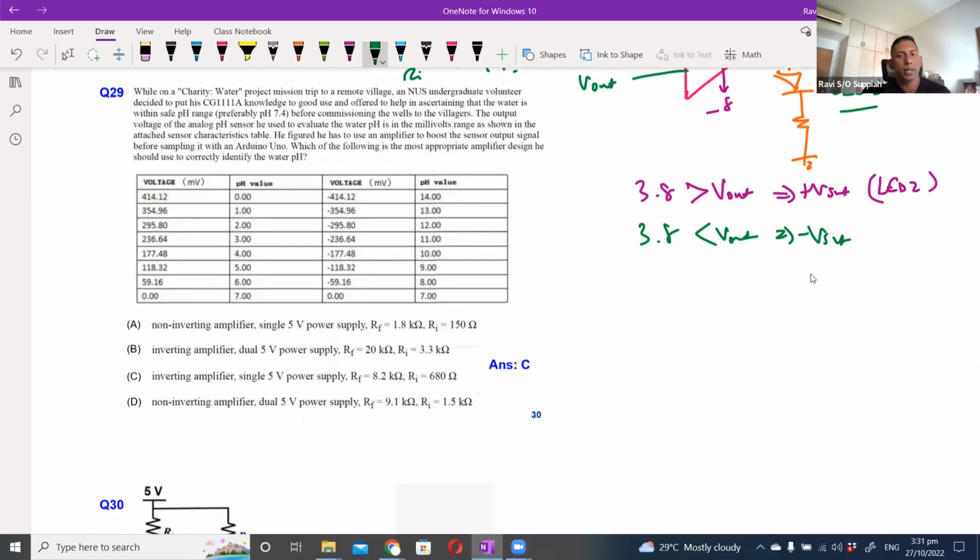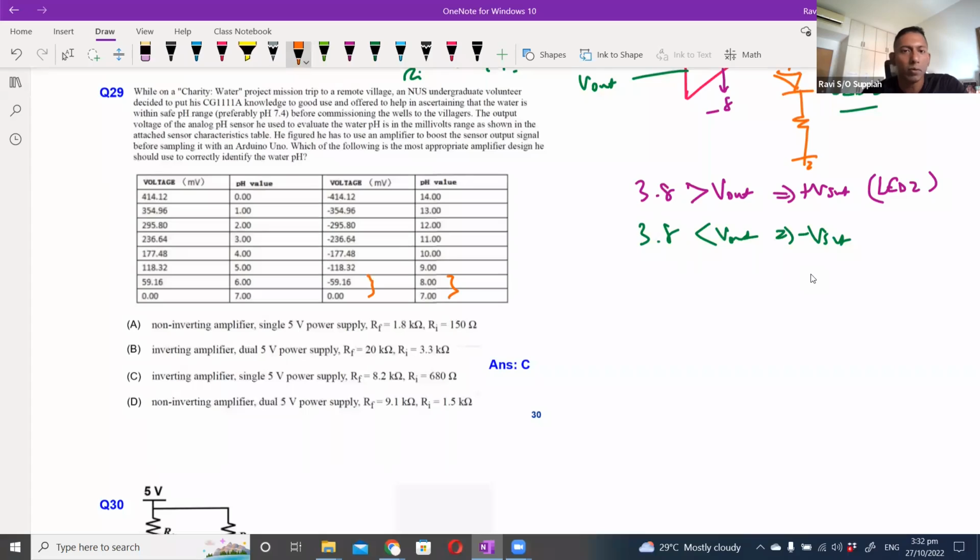Okay, question 29. In question 29, we are trying to detect the pH range of 7.4 as a safe range to make the water drinkable. So what we want is to detect the range of pH value between 7 and 8. So this is the range that we want.